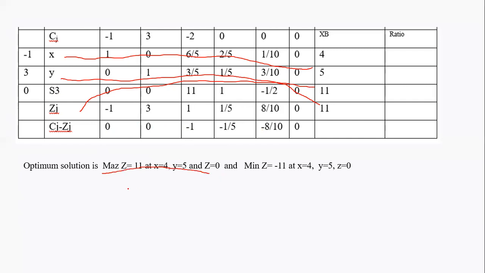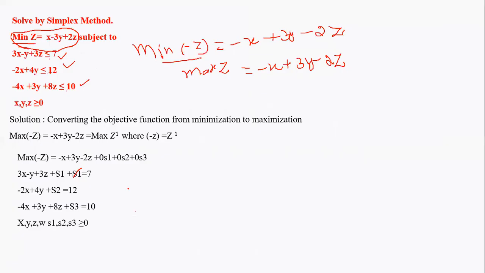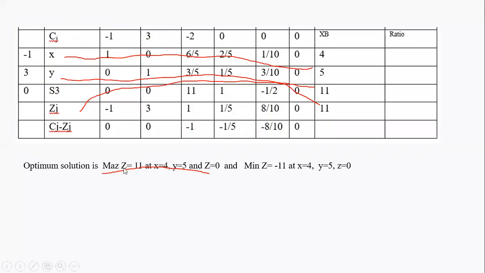But what we were supposed to do, the question was to find the minimum value, right? Solve by simplex method, find the minimized value for z. But what you did, you multiplied with the minus sign, right? So in the last step, whatever answer you get, the maximum value is 11. Now you multiply that with the minus sign, then you will get the minimum value. So the minimum value is minus 11.